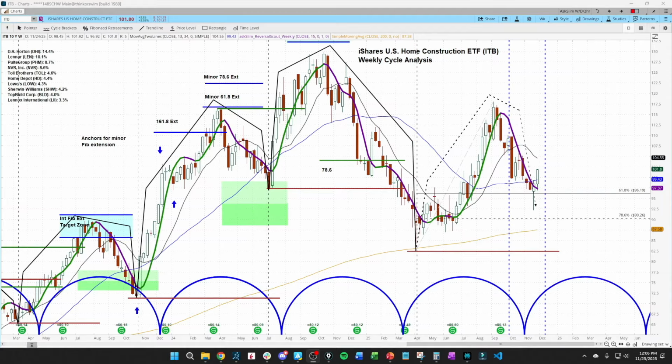All right, so this is the ITB, the iShares US Home Construction ETF. This did exactly what you wanted it to do. Again, you can go back. I really helped everyone see how this low formed. I want you to really analyze the action because there is so much edge in how these lows form when you use cycle analysis. If you don't, it gets harder. But when you do, you can plan for these things, just like what I've highlighted for you.